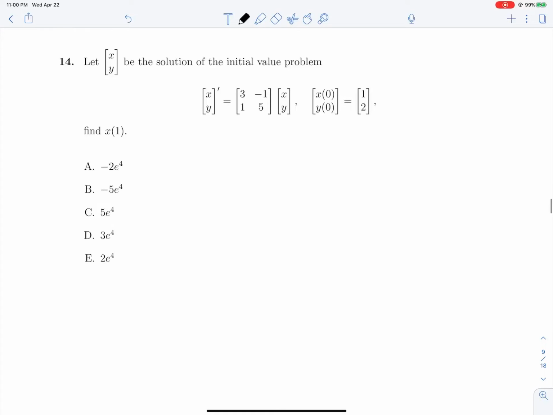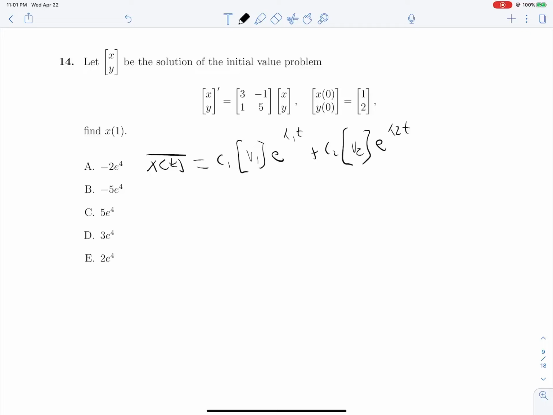14, let x and y be the solution to this initial value problem here. We're finding x at 1. So let's find our solution, where our solution will be in the form x of t is equal to c1 v1 e to the lambda 1t plus c2 v2 e to the lambda 2t. Let's find all of these.